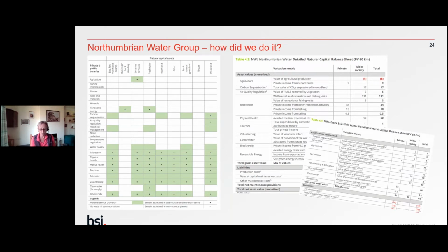Looking at those benefits alongside the costs of maintaining the assets then gives us our natural capital balance sheet. I'm happy to say that the total costs are outweighed by the total benefits, and that there is substantial net asset value for wider society. It's not particularly clear on the slide, but you can see that there's huge value created by the welfare value of recreational visits to our sites, and also the avoided medical costs.